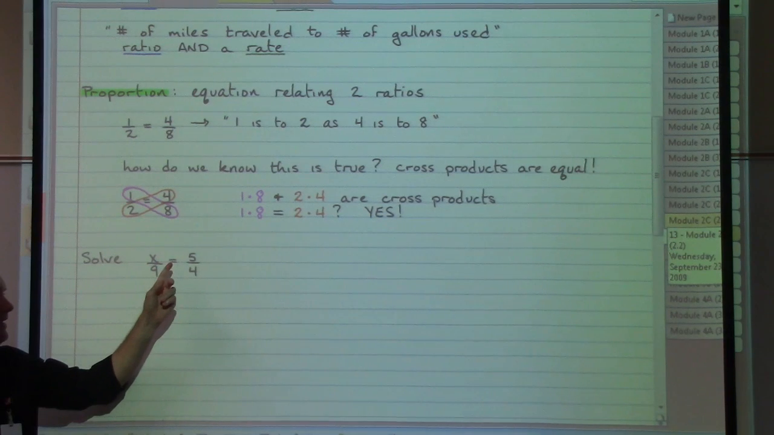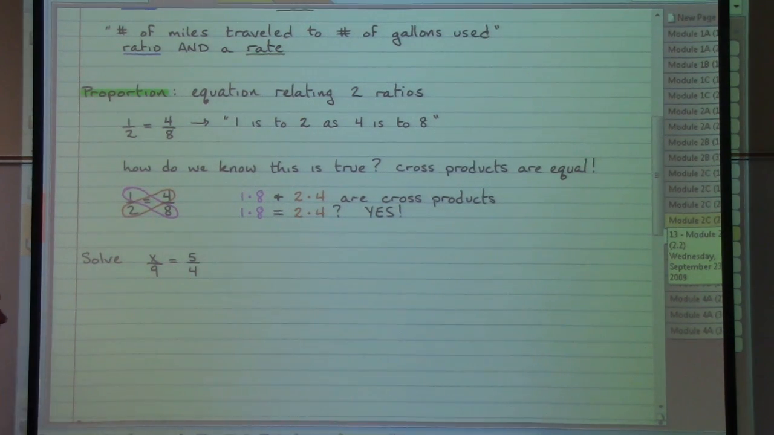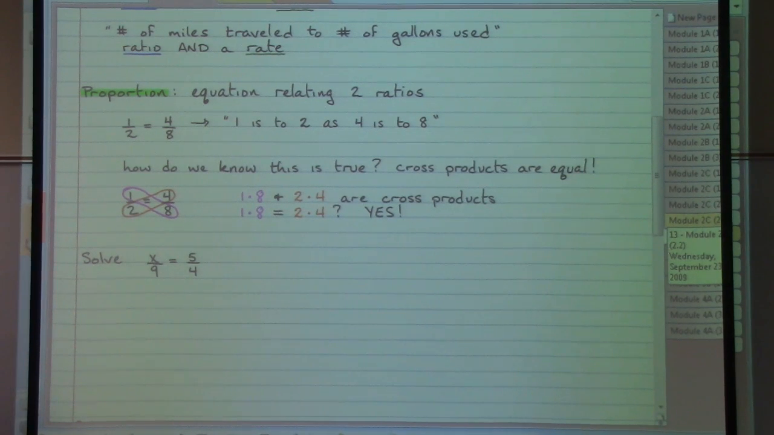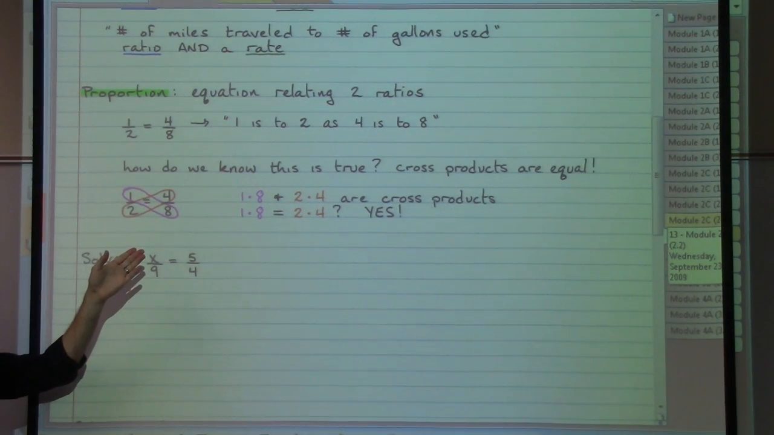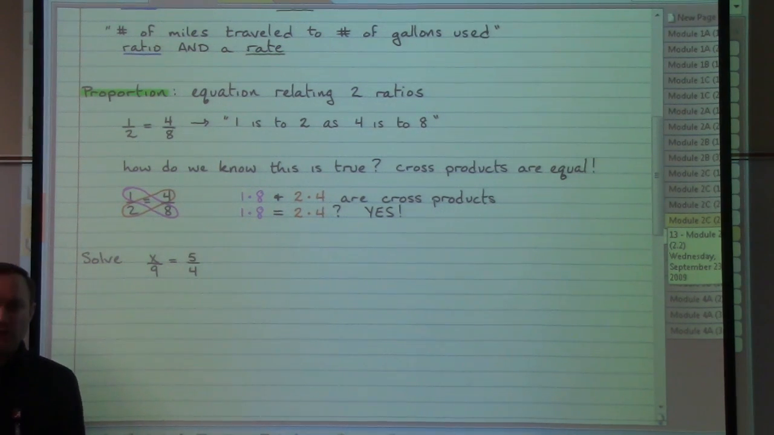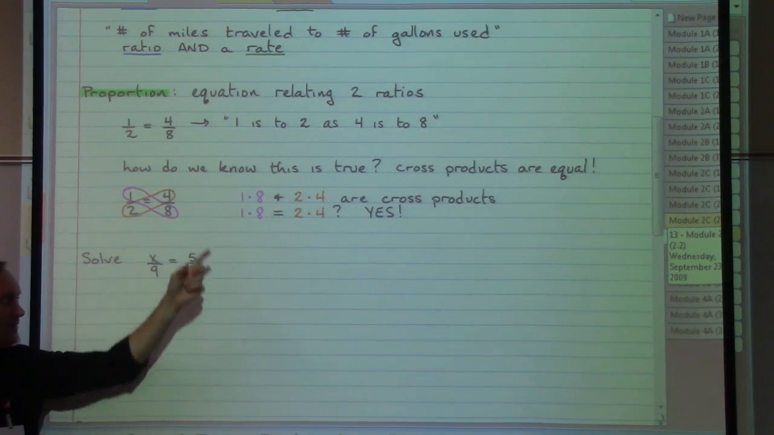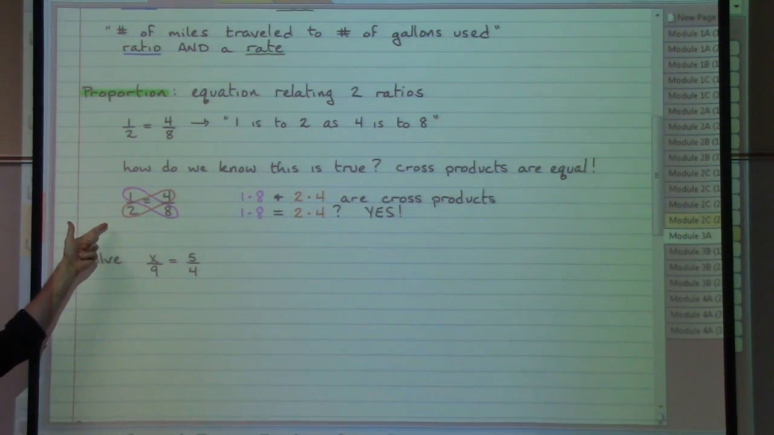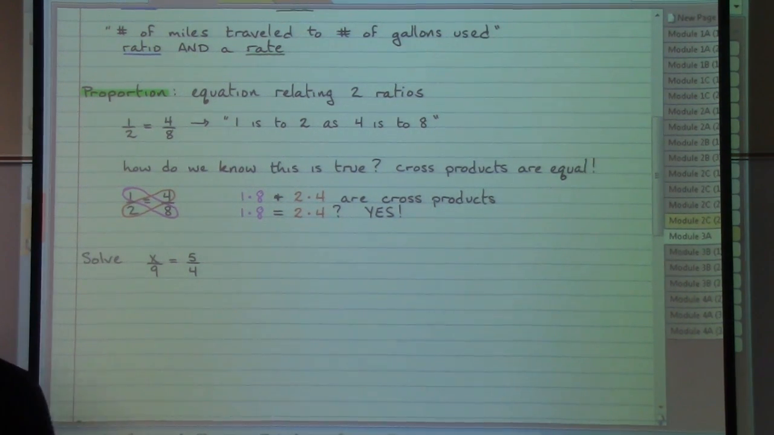x over 9 equals 5/4. So we don't know what x is. In order to find this out, because we can view x over 9 as a ratio, we could view 5/4 as a ratio. So this equation, we can view it as a proportion, and we can solve proportions by starting with cross multiplying. We've got to do a little something else, and you'll see that in just a minute here.